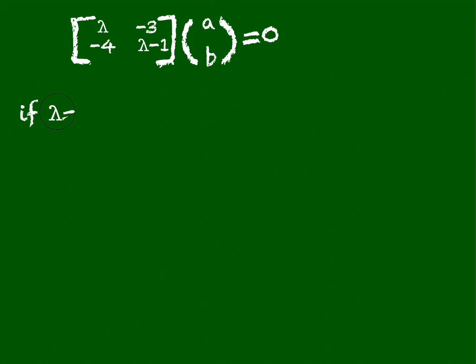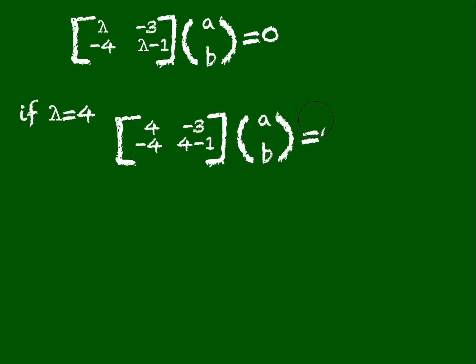If lambda equals 4, substitute 4 for lambda. I will get this 2 by 2 matrix. From here we will multiply these two matrices. Actually, we just need to multiply the first row by the first column. So a minus 3b equals 0. You don't need to multiply the second row because we will find a similar equation.